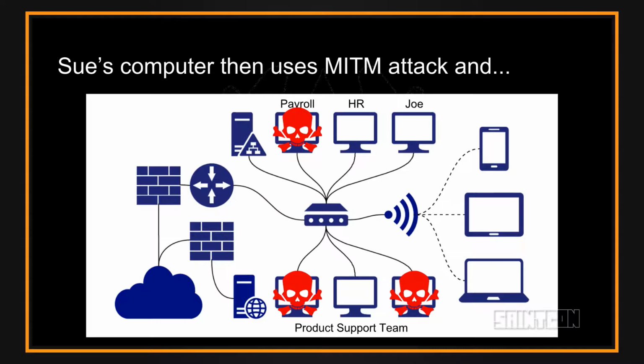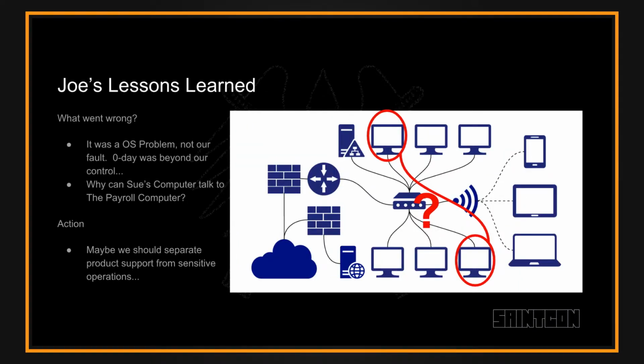Wonderful. Nothing like social security numbers and bank account numbers and all the wonderful things that you can find on a payroll machine. So what did we learn from this attack? Well, this was an OS problem, or a browser problem. It was beyond our control. It was a 0-day. We didn't know about it. Sue's machine was up to date. So, it's not our problem.